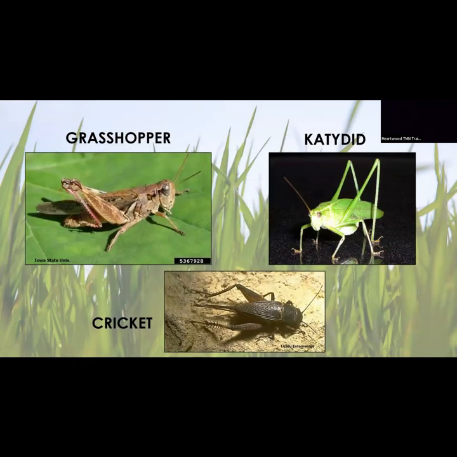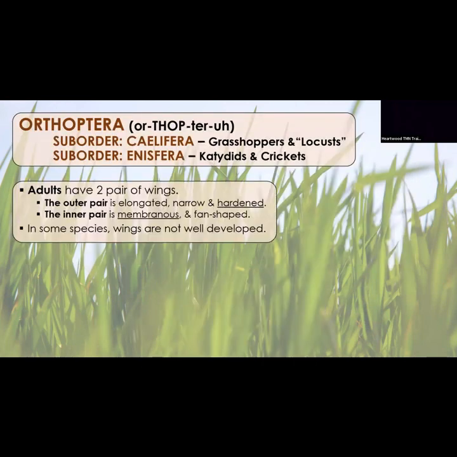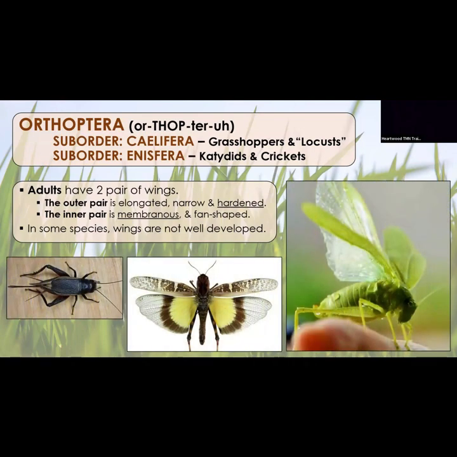So this is a grasshopper. That gestalt is a grasshopper. Notice those nice thick jumping femurs. You have your katydid here. Notice those very skinny jumping legs. And then your cricket down here. So they have two pairs of wings. The outer pair is often narrow and hardened, and the second pair is fan-shaped.